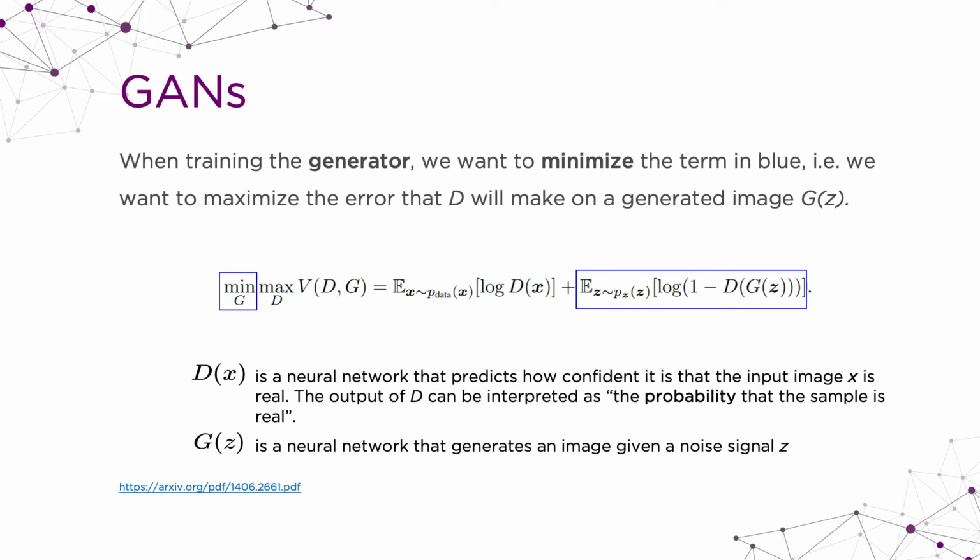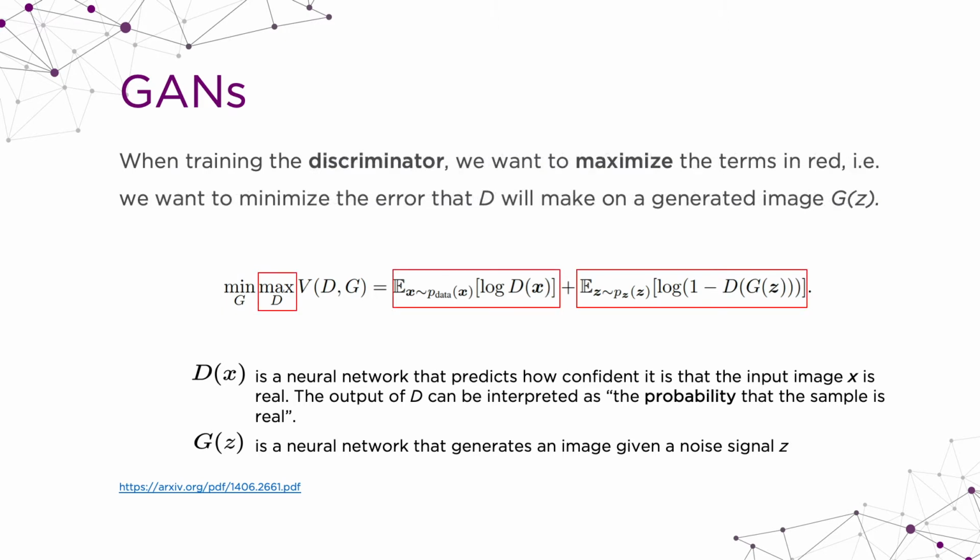When we're training these, the generator's goal is to minimize this function. This is what the generator is trying to minimize, this term right here. When we're talking about this minimization, what we're trying to say is we want to maximize the error that D will make on a generated image, G of z. Also, we want the discriminator to maximize the terms in red. The discriminator wants to get as many images that are real and classify them as real, and as many images that are fake and classify them as fake. So this is where we get this min-max game. They're each trying to minimize or maximize their own objective.